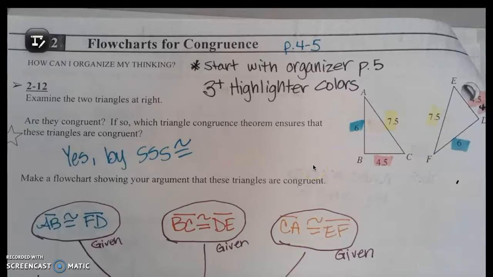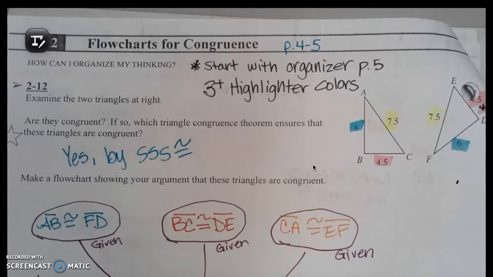Question number 12 says, examine the two triangles at right. Are they congruent? If so, which triangle congruence theorem ensures these triangles are congruent? There was one number underneath that hole punch, and it's a 4.5. If you need to write it off to the side like I did, go ahead and write it off to the side. It matches up with the 4.5 on the triangle on the left.